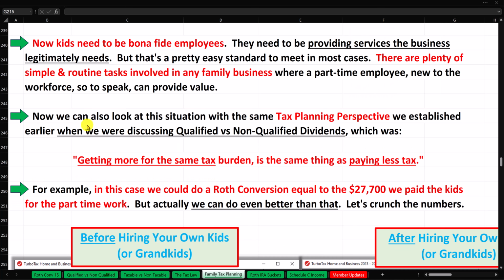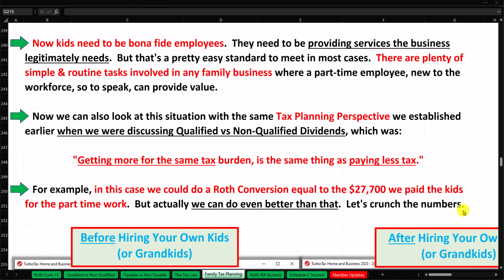Now we can also look at this situation with the same tax planning perspective that we established earlier when we were discussing qualified versus non-qualified dividends, which was that getting more for the same tax burden is the same thing as paying less tax. For example, in this case, we could do a Roth conversion equal to the $27,700 we paid the kids for the part-time work. But actually, we can do even better than that.